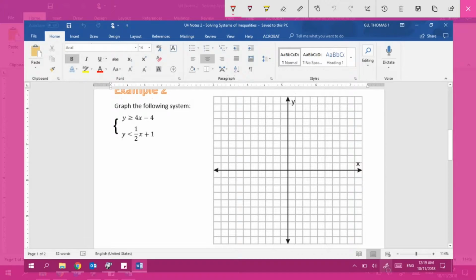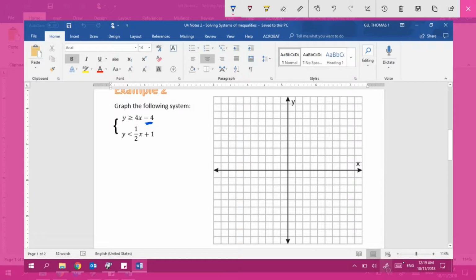On to example 2. All of these problems are pretty much the same, but we'll go through a couple more examples just to get some more practice and you can see how it's done. We've got y is greater than or equal to 4x minus 4. These are both already in y equals mx plus b form. How helpful.